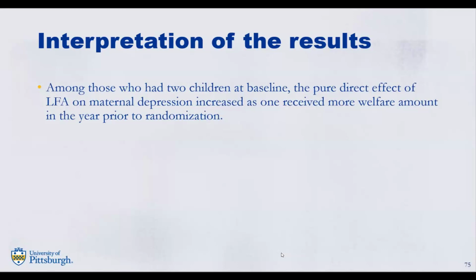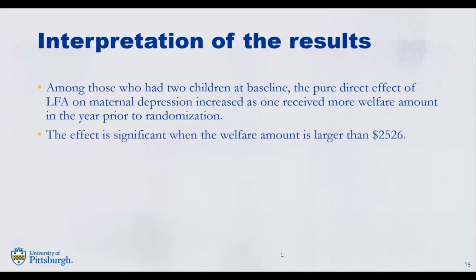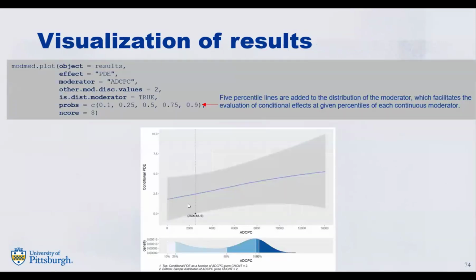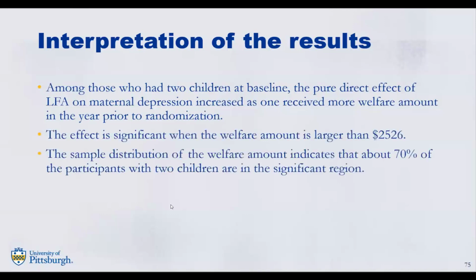Among those who had 2 children at baseline, the pure direct effect of LFA on maternal depression increased as one received more welfare amount in the year prior to randomization. The effect is significant only when the welfare amount is larger than $25,000, as indicated here. Because in this part, the band contains 0, while in this part, the band does not contain 0. So this is the significant area. This is the insignificant area. The sample distribution of the welfare amount indicates that about 70% of the participants with 2 children are in the significant region.